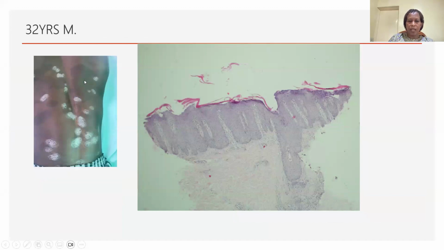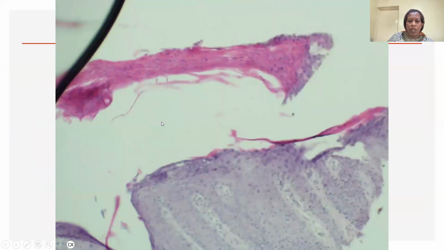The next is a 32-year-old male who consulted for silvery, scaly plaques all over the body, but here it's just the back. We took a biopsy, and in this one, we can easily see a regular acanthosis with some thinning of the suprapapillary epidermis. And here, a classical parakeratosis is visualized, with thinning of suprapapillary epidermal plates, which made us confirm psoriasis, and methotrexate and topical steroid were initiated.